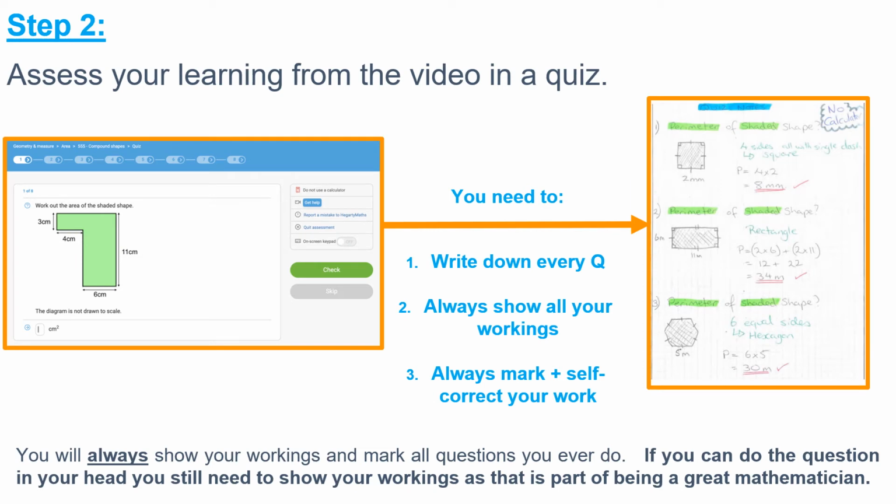You'll need to write down the questions fully on paper and always show your workings out and correct it as you're going along. Again, you can see here the student has done the questions, sketched the diagrams out with the working and marked it as they've gone along.